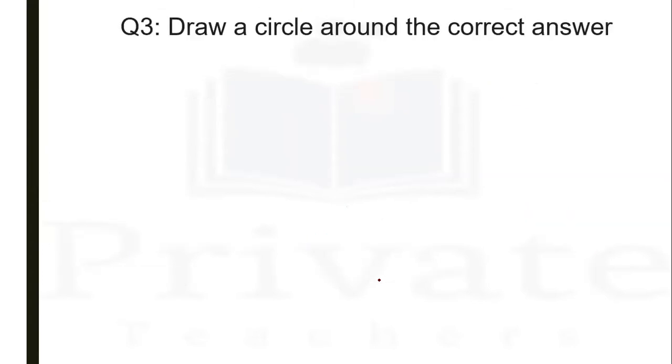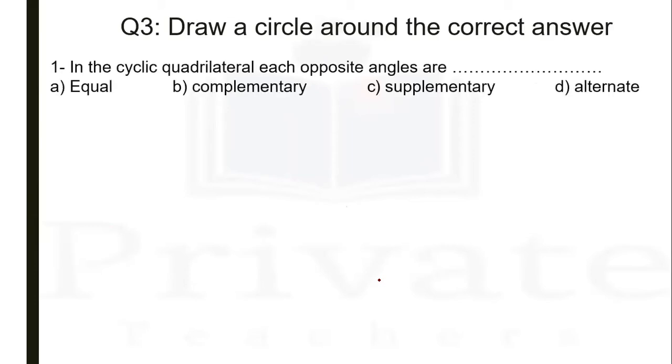The third style of the exam: draw a circle around the correct answer. Here, look at the options carefully. Sometimes two options will be the answers.